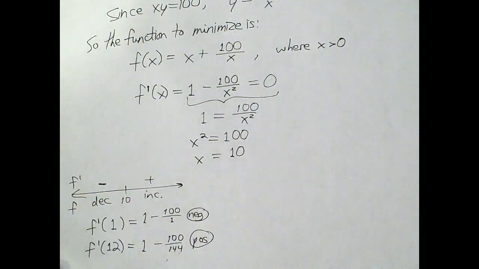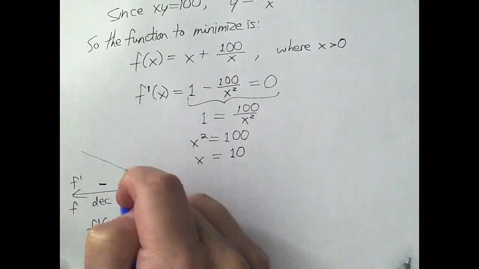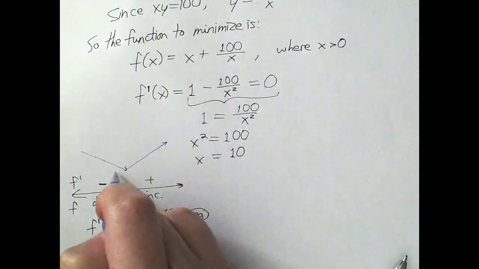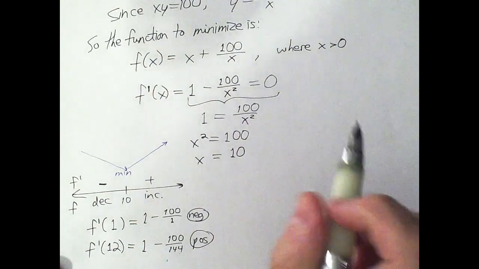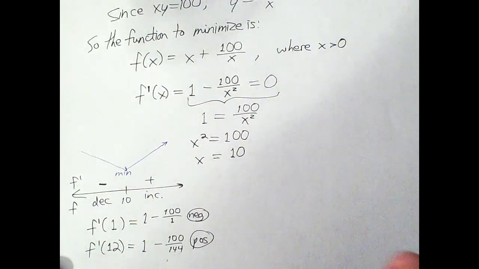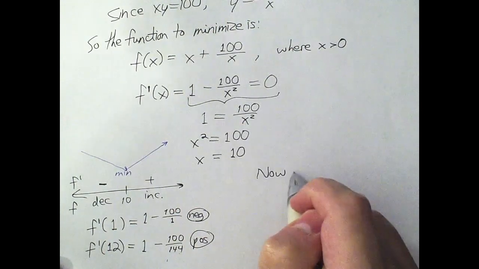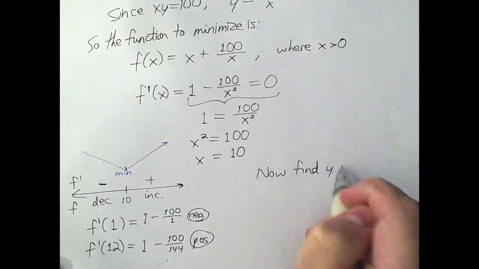So the function was decreasing and then increasing. So yes, I do think that as this function goes down and then goes back up, it does mean that we found a minimum. So we verified that x equals 10 does get us a local minimum. And we should find y because the problem said find two positive numbers. We called them x and y. We found one. We need to find the other.